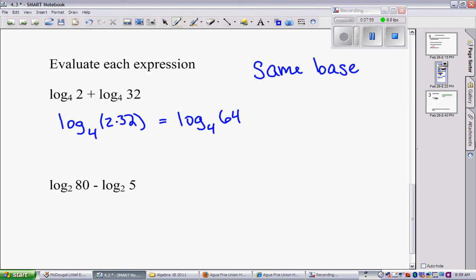And now we're going to convert that to an exponent. So we set it equal to x, and we're saying 4 to the x equals 64. 4 to what power gives you 64? 4 to the 3rd power does. So our answer is 3.